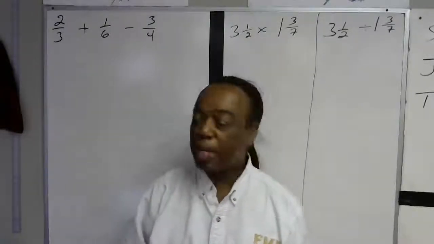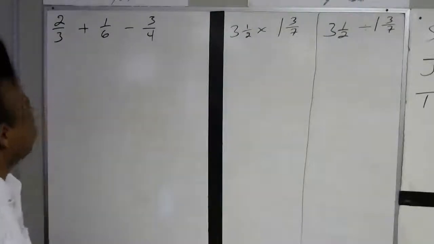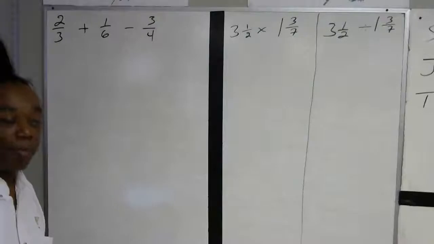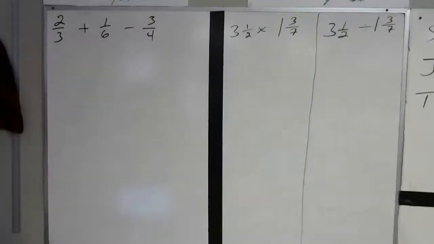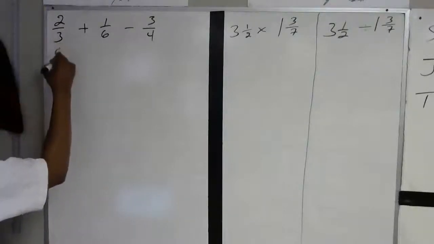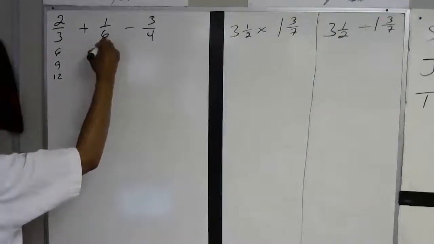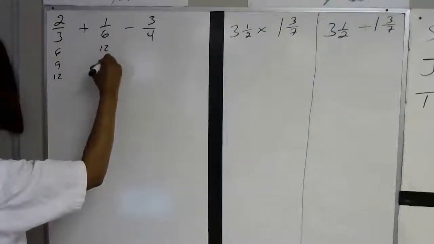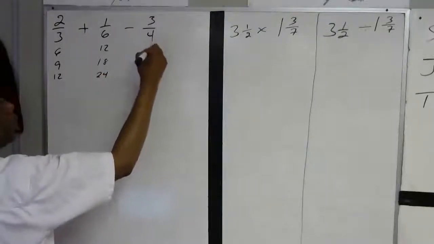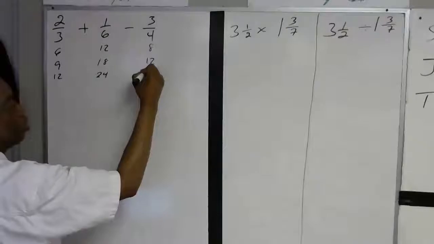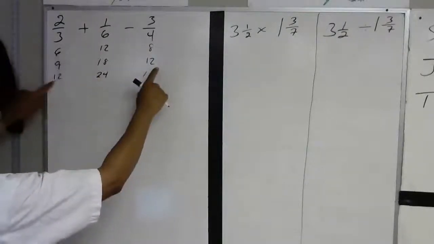Okay, we're going to be adding, subtracting, multiplying, dividing fractions. Here, we want to find a common multiple for the 3, 6, and 4. So let's go through the 3 times tables: 3, 6, 9, 12. For the 6 times tables, we go 6, 12, 18, and 24. The 4 times tables, we have 4, 8, 12, and 16. Let's see if we have anything in common right now. Well, I see there's a 12 in common.